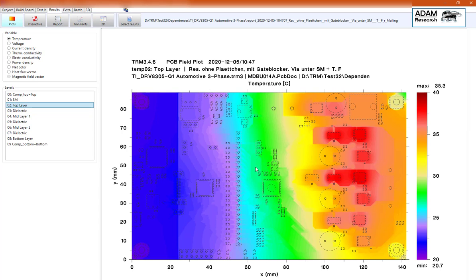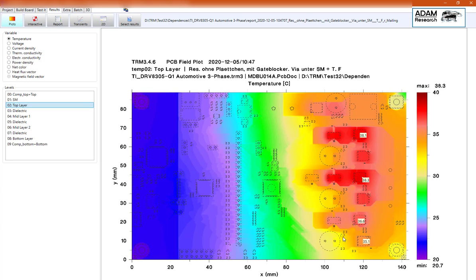What we see in the top layer is that there is a non-symmetric heating of the components. This one is the hottest because it's in between two other hot ones. This one is the coldest because it has only few neighbors.